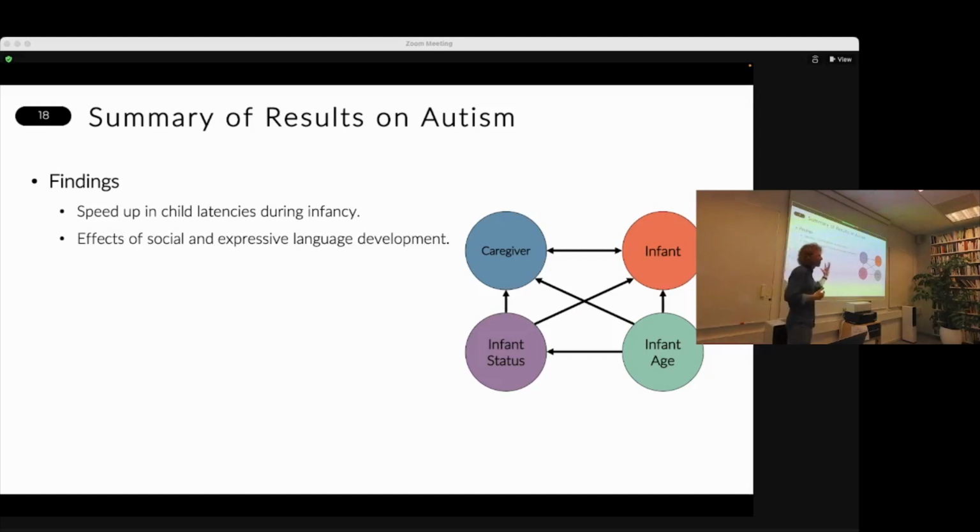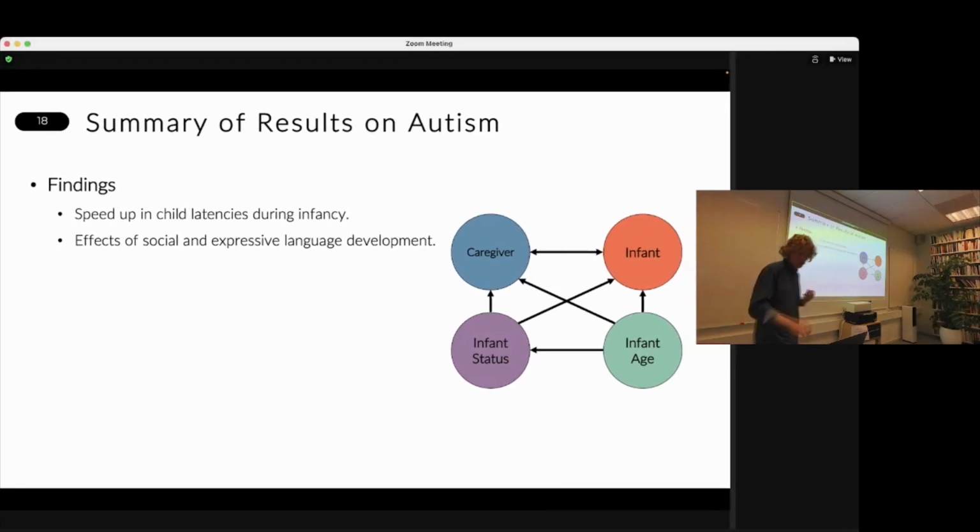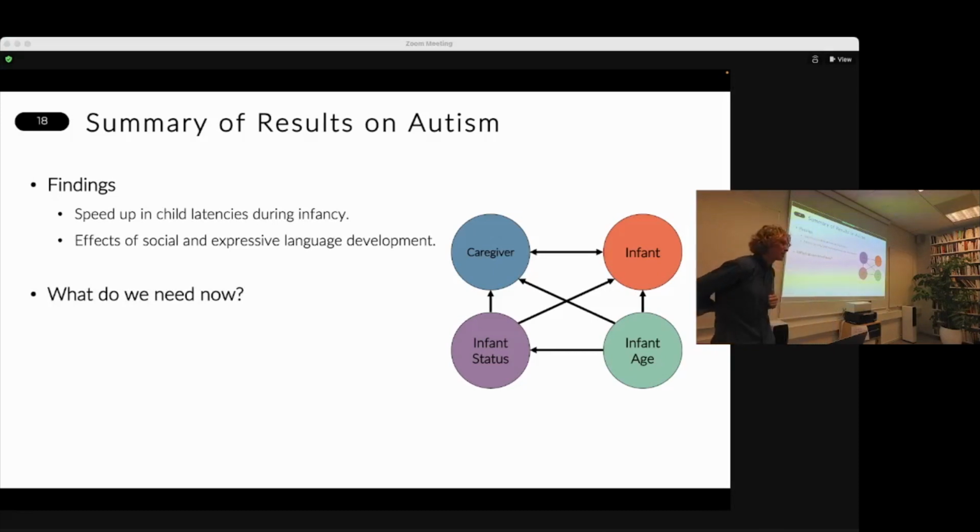We see some sort of effect of expressive language development and social measures, right? We're not quite sure how to interpret these results yet, but it may indicate that there's some sort of qualitative difference between what infants with autism and without autism hear and produce as well. But again, these are difficult results to interpret, especially in terms of the interaction engine hypothesis, right? They're very difficult to put into practice as of yet. But we're still working on it.